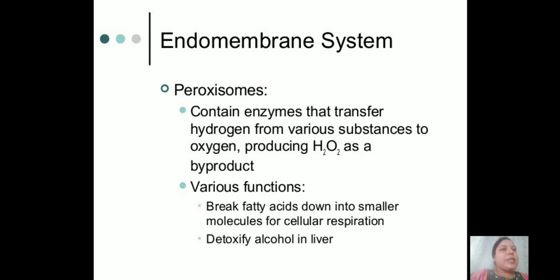Peroxisomes contain enzymes that transfer hydrogen from various substances to oxygen and produce hydrogen peroxide as a byproduct. The function of the peroxisome is to break down fatty acids into smaller molecules for cellular respiration and detoxification of alcohol inside the liver.